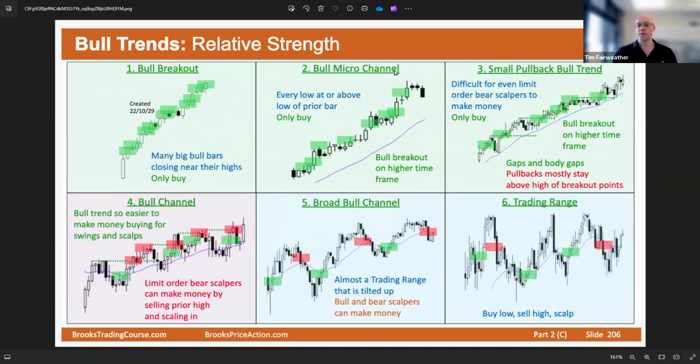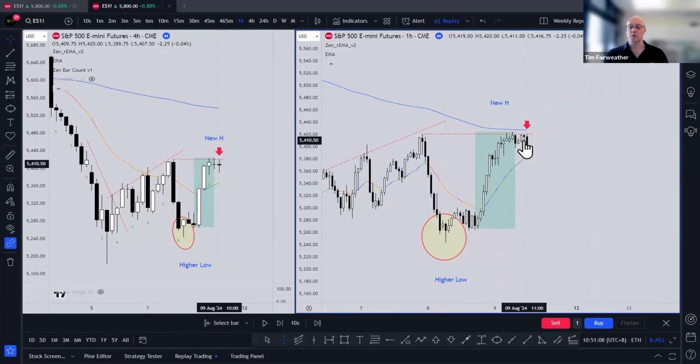So I can see on the 60-minute chart, I've got a bull micro channel, and on the 4-hour chart, it's a very strong bull breakout, only buy. Bull micro channel, only buy. Even if it was to collapse down a bit, pullbacks mostly stay above the high of the breakout point. Okay, so the chance of selling here, making a profit, so you've got small risk, big reward, the chance of this closing that gap is really low.